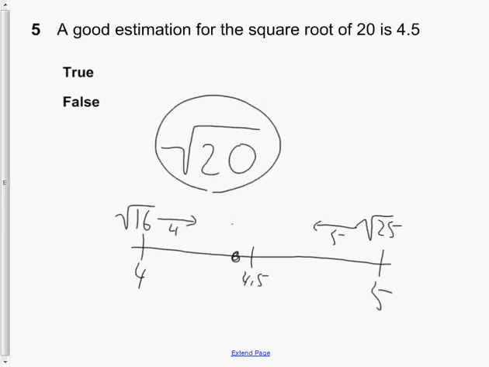Since the square root of 20 is just a little bit closer to the square root of 16, I could say a good guess would be about 4.4 or maybe 4.5. So is that a good estimation? Yes, it is. 4.4 and 4.5 is a pretty good estimation.